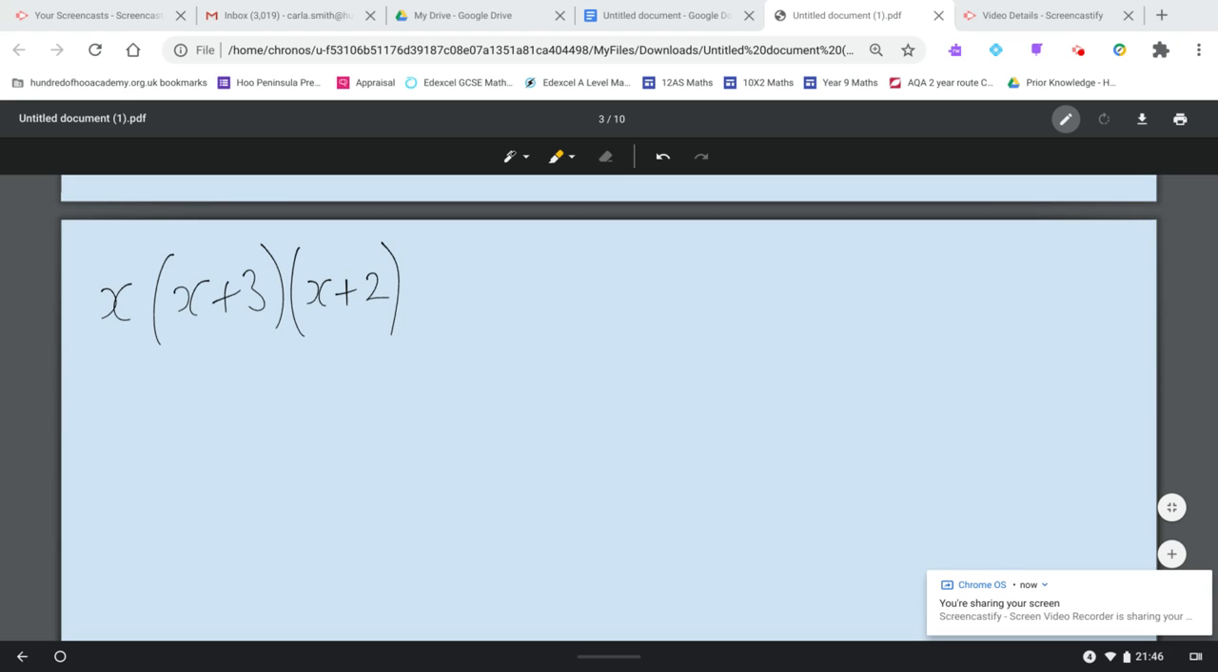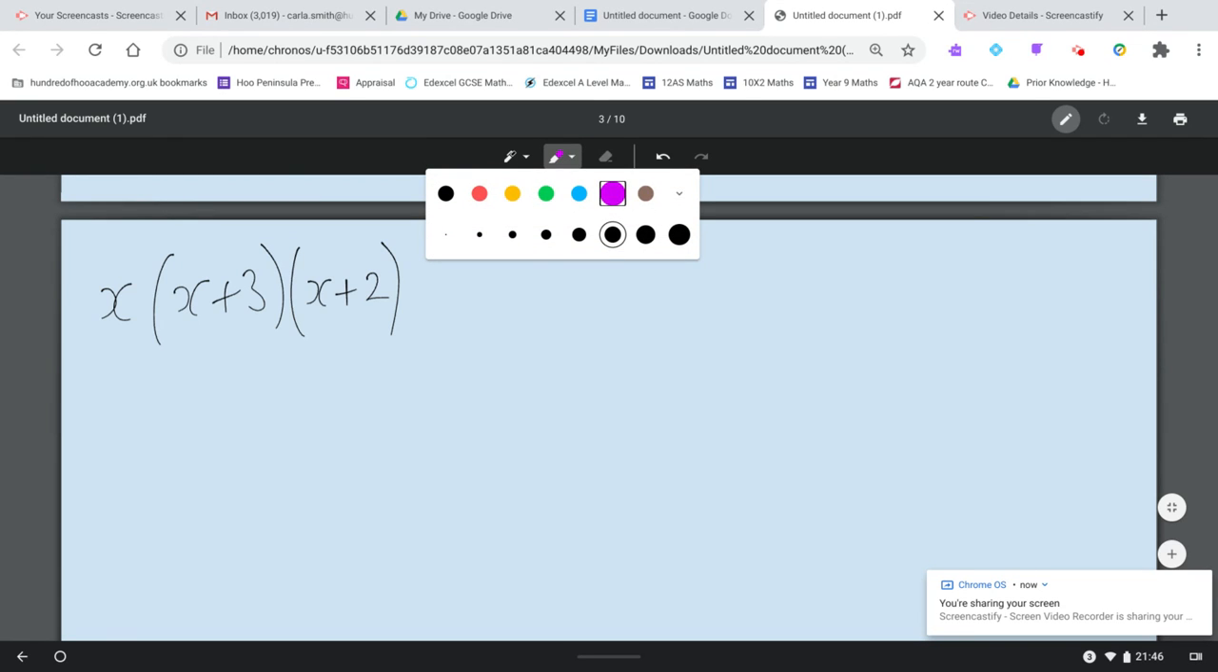On the higher tier paper, when you're expanding brackets, sometimes you're going to be required to expand something that we call triple brackets. It's really not that difficult. It's just the same process kind of repeated, to be honest. So when you're expanding triple brackets, you can pick any of these two bubbles of stuff to multiply first. It doesn't matter which one you pick.